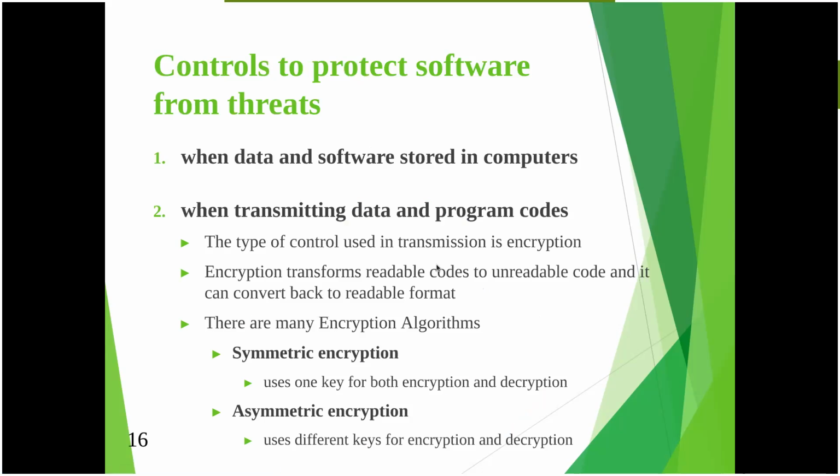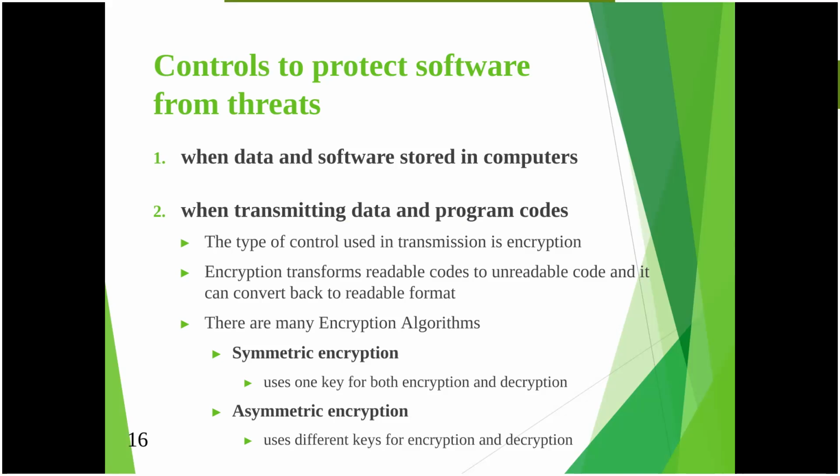That is the availability. Controls to protect software from threats: there are two sides. When data and software are stored in computers, data can be changed. When transmitting data and program codes from one place to another, that is another weak point, another possibility for intruders or hackers to access.